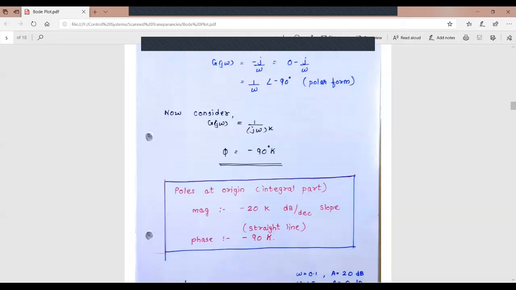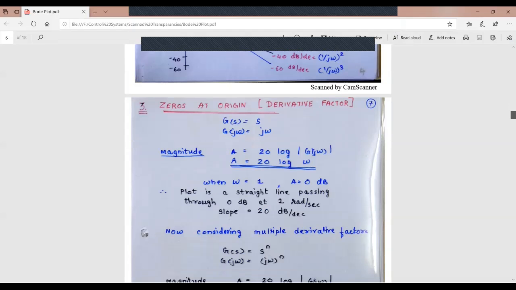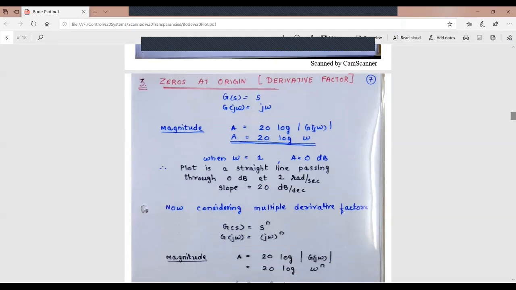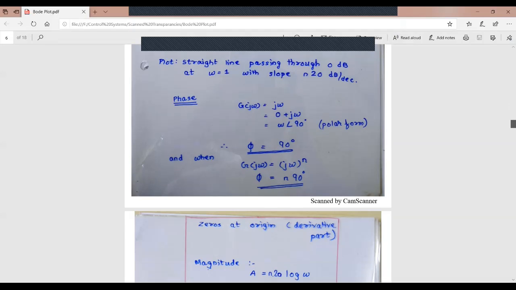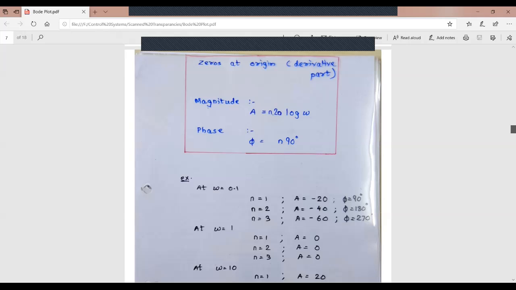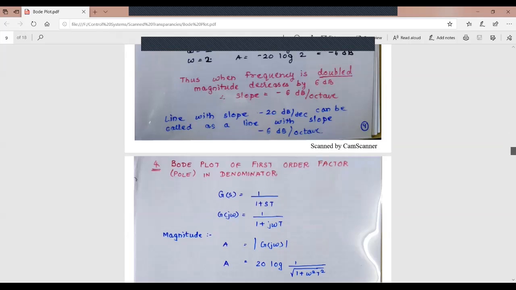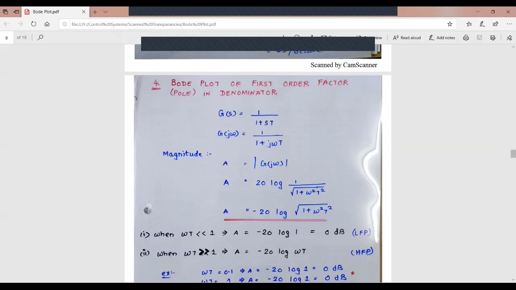So now let us scroll. Zeros at origin we have seen, right? We just have seen positive signs. Can you see this magnitude 20 log of omega, highlighted one, and phase will be plus 90 degrees. Okay, so zeros at origin will be similar to poles at origin with plus sign. Now, here, first order factor can be represented with the help of this equation.